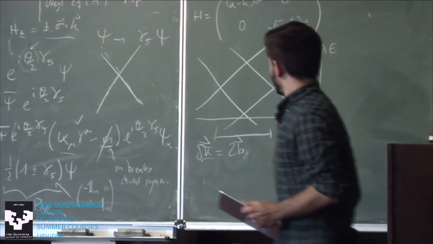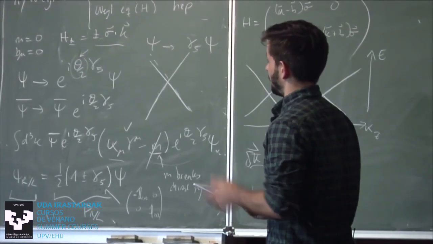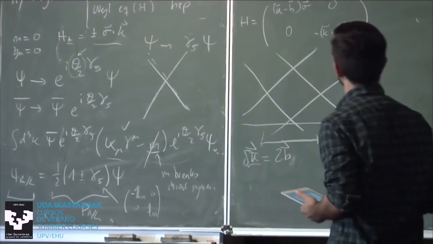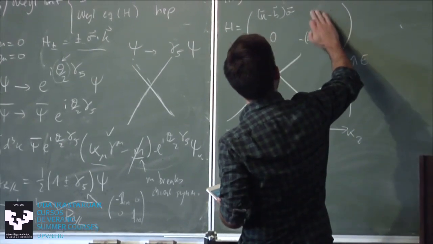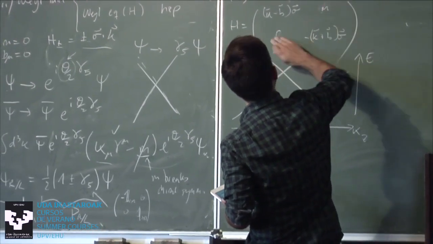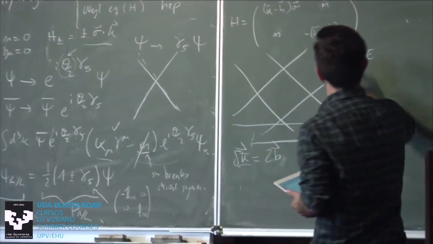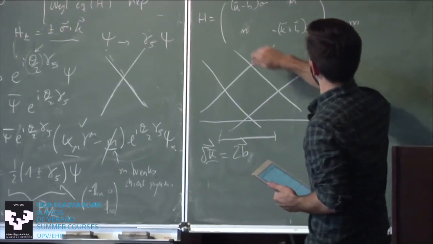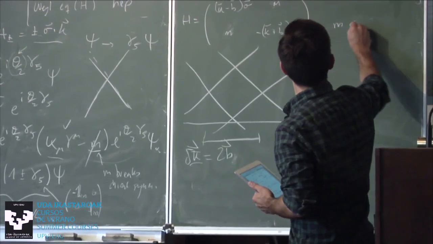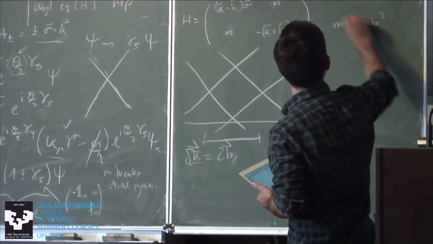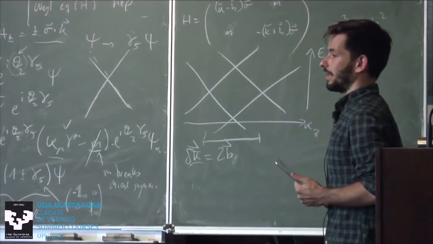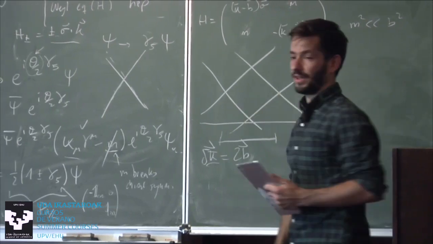So now you can ask, isn't this now better? And in fact, it is, because even if I add a small mass here, and by small, I'll define what I mean by small in a second, let's just choose it way less than b squared. What do you think this guy is going to do?